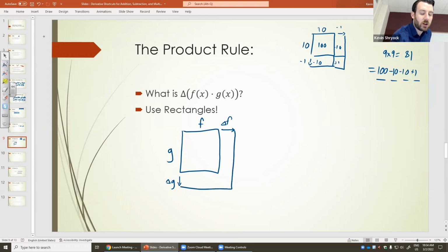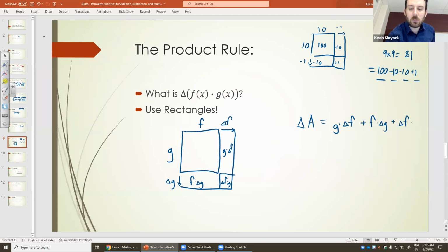All right, so then this one's going to change similarly. I've got a whole new swath of region here that I've created, and the areas are going to be g times delta f. I've got f times delta g, and I've got delta f times delta g. So if I now go off to the side, I can say that the area has changed by these three different regions. The region that is g times delta f, the area that is f times delta g, and the area that is delta f times delta g.